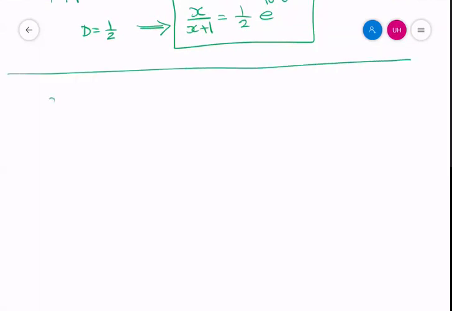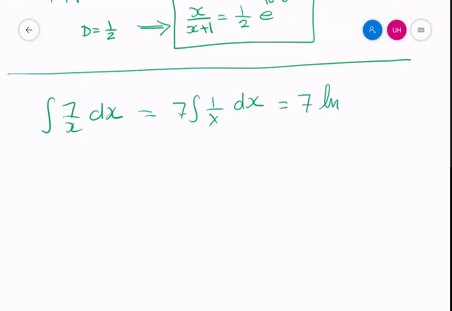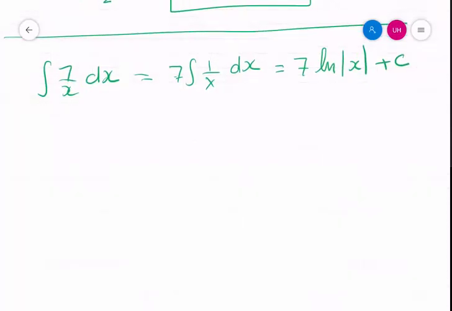If we have the integral of 7 over x dx, we can take the 7 outside, so this is going to be 7 times the integral of 1 over x dx. And when we have 1 over x, we can just say this is ln x. So the answer here is going to be 7 ln of the modulus of x, plus c.